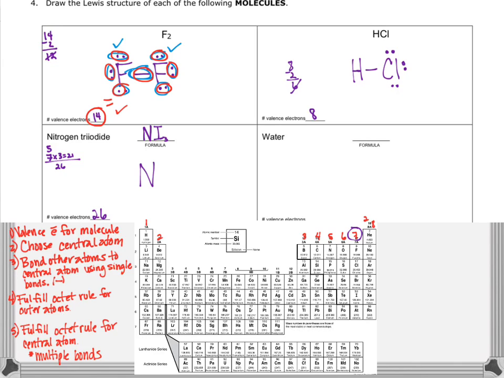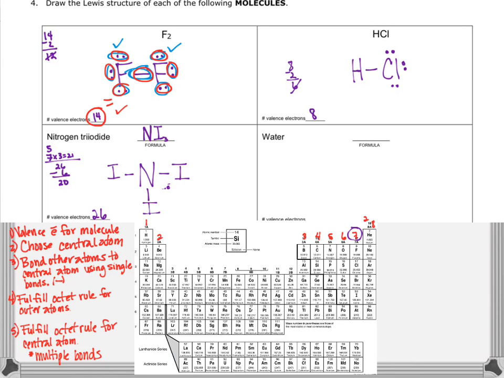Here's nitrogen. I'm going to bond all other atoms to the central atom using single bonds. Here's 1, 2, and 3. Okay. Then I'm going to fulfill the octet rule for the outer atoms first. But first, let's do the math here. I have 3 bonds, so I've used up 6 electrons. So I'm going to subtract 6. I have 20.